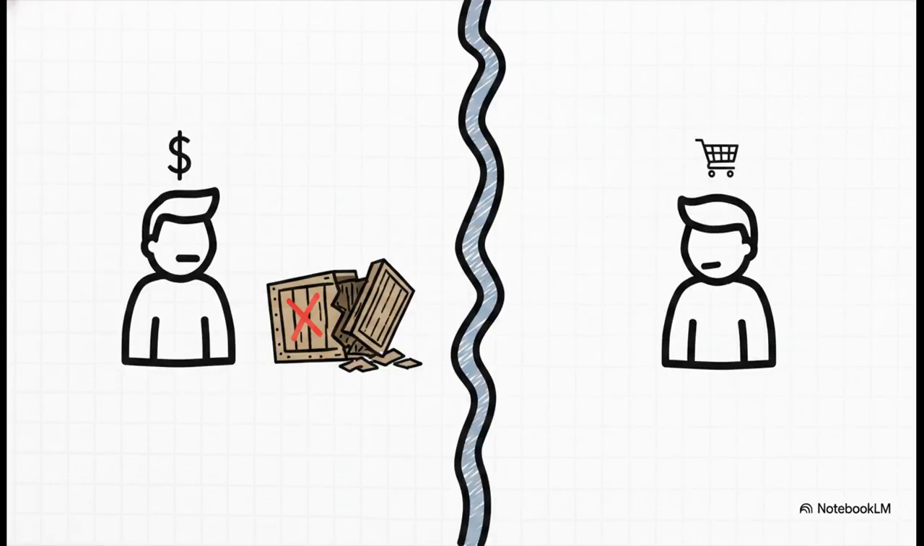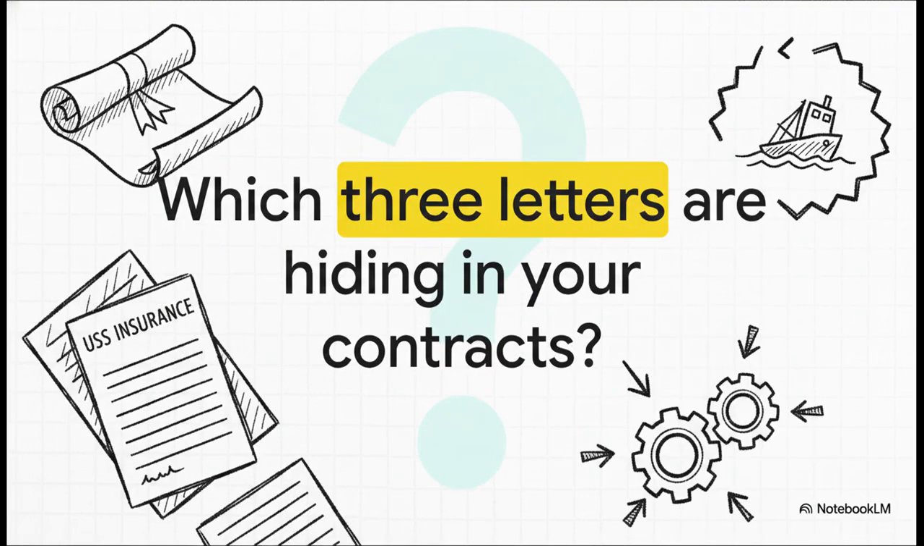So, the crucial point we need to take away is this. Incoterms draw the exact legal line between the vendor's problem and your problem. They aren't just polite shipping suggestions, they are ironclad financial boundaries. I want to leave you with this final provocative question to chew on. Which three letters are currently hiding in your contracts, and are they secretly exposing you to double insurance or worse, total financial ruin? I highly recommend checking your paperwork the second this explainer is over.